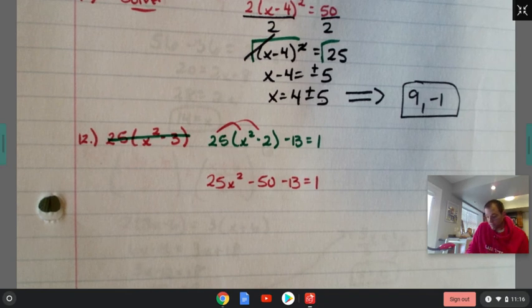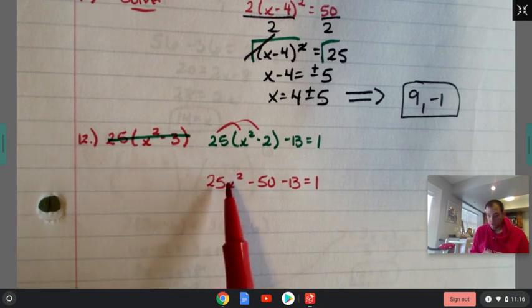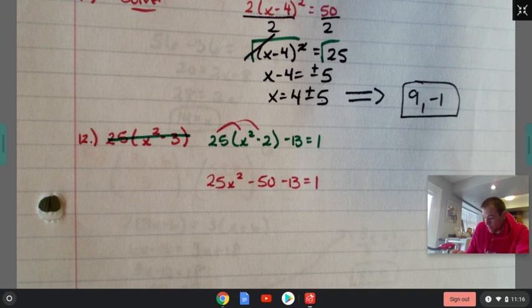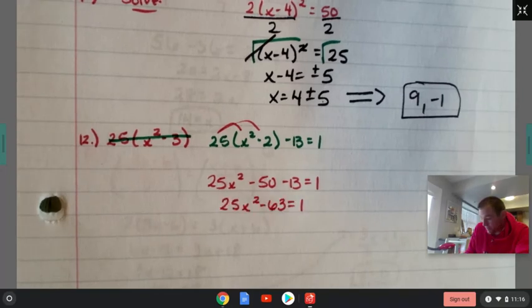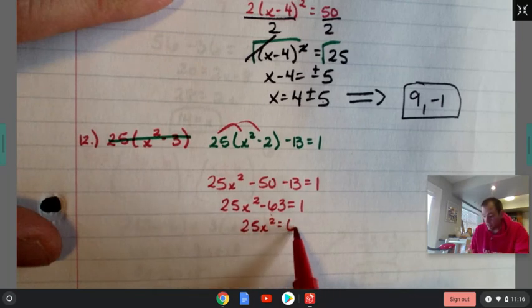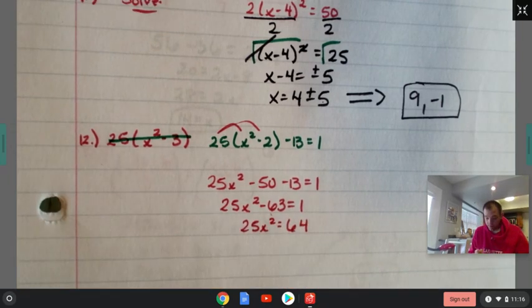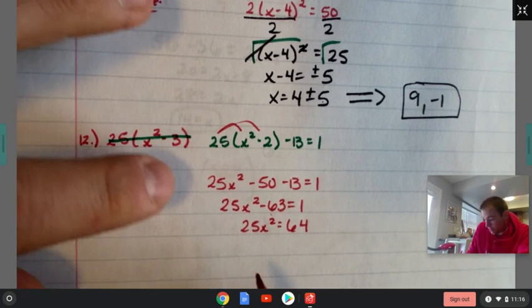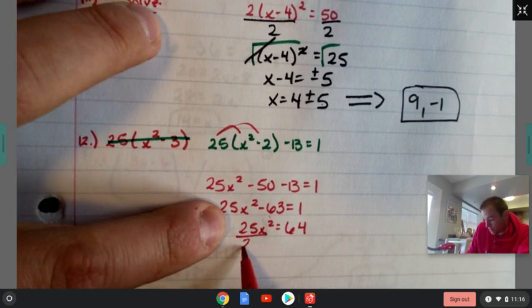All right. So 25 times x squared, 25 times 2. Now I have some like terms. Negative 50 minus 13 is negative 63 equals 1. Then I would add 63 to get 64, because I need to get the x by itself. Still not quite by itself, so get rid of that 25. So divide both sides by 25.